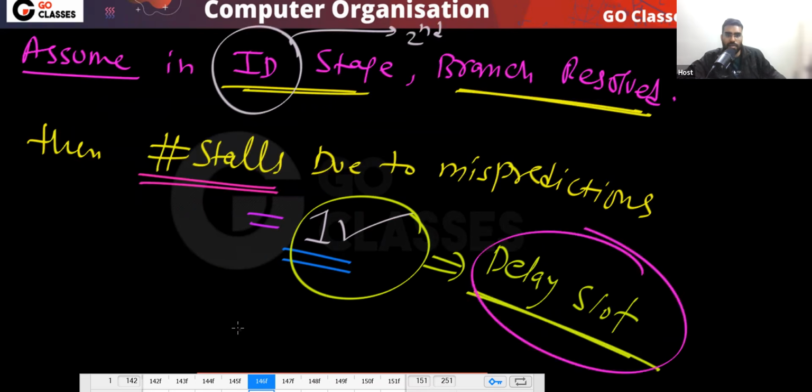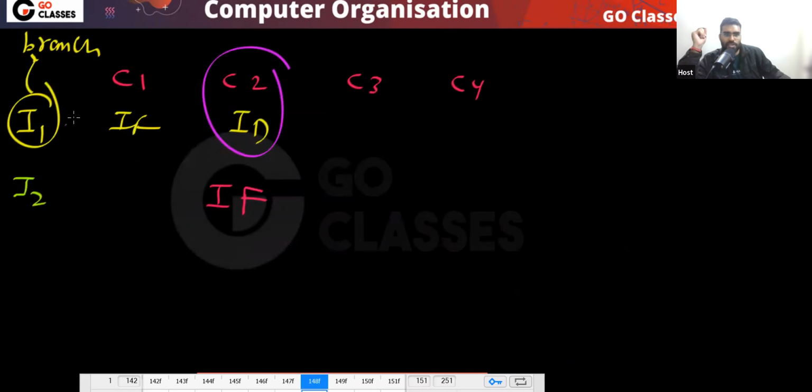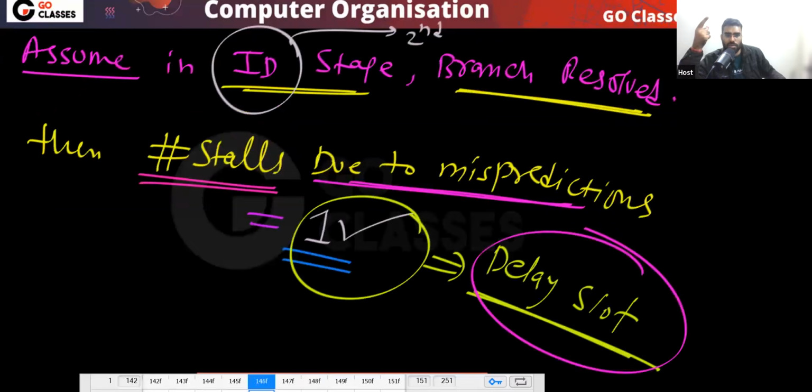Is this clear? If by chance there is some misprediction, you are bringing some instruction that will come in the pipeline after the branch instruction. This is your branch instruction. After the branch instruction, one instruction will come in the pipeline. Only one unwanted guest can come, right? That is called a delay slot.